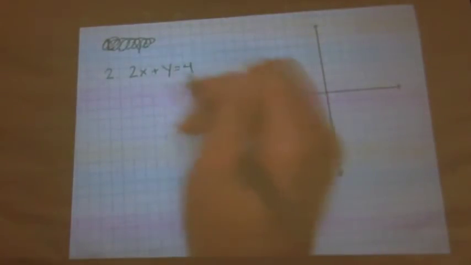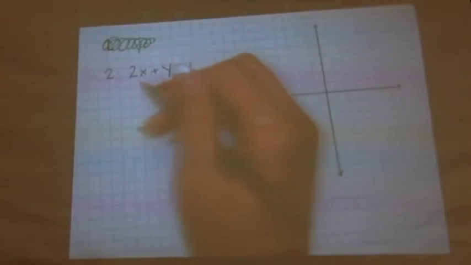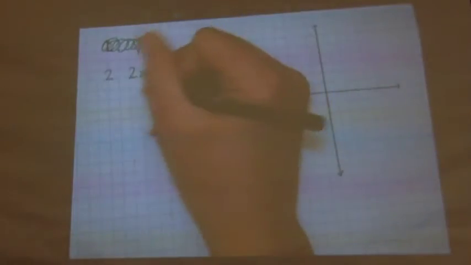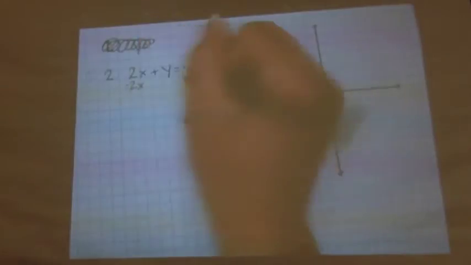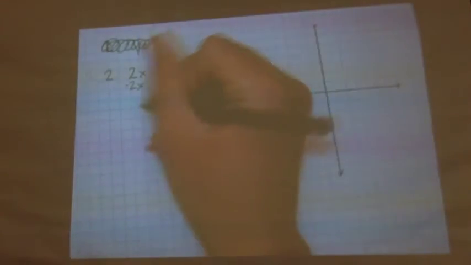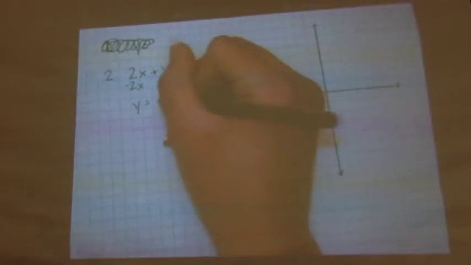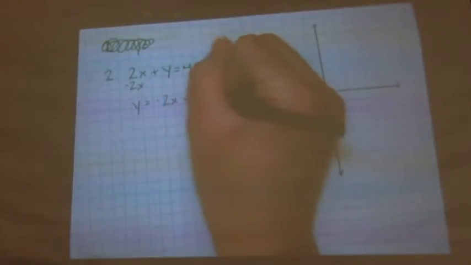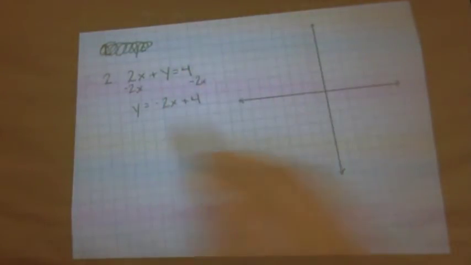I've got to first put this in slope-intercept form. So 2x plus y equals 4. I can rewrite that by subtracting 2x from this side, subtracting 2x from that side. I get y equals negative 2x plus 4. And now it's in slope-intercept form, so I can graph that now.